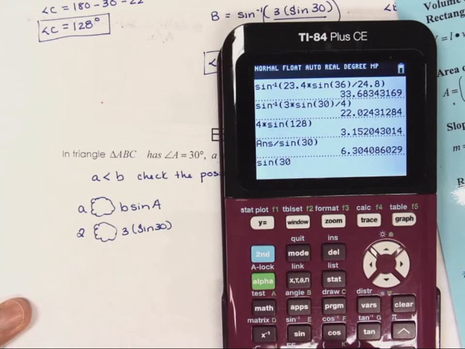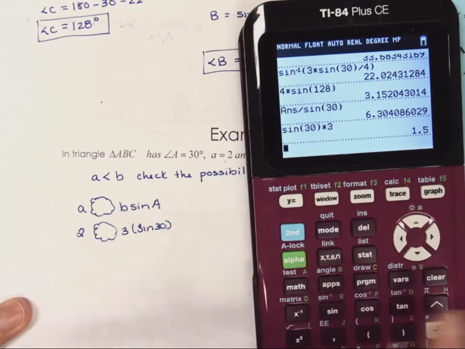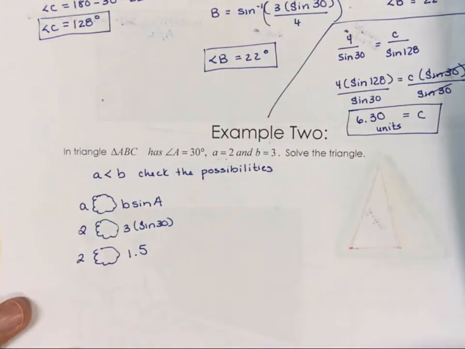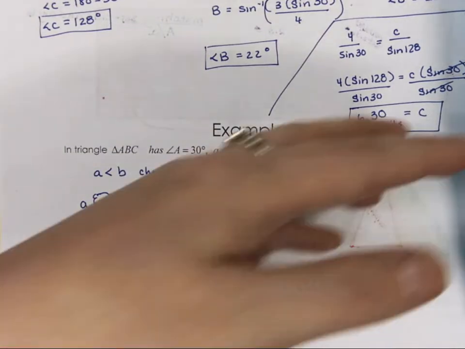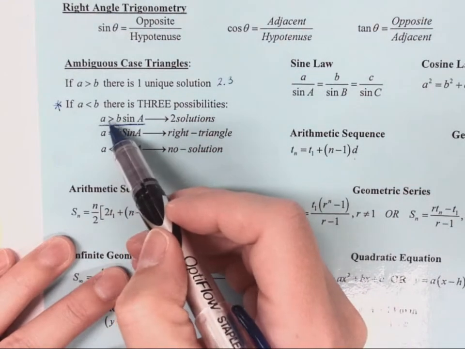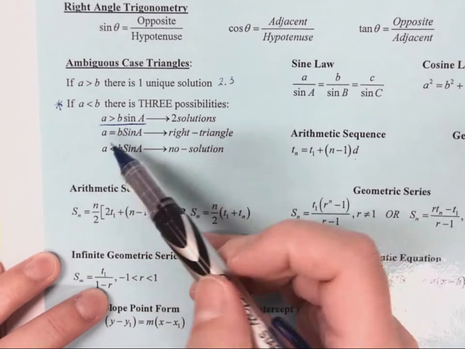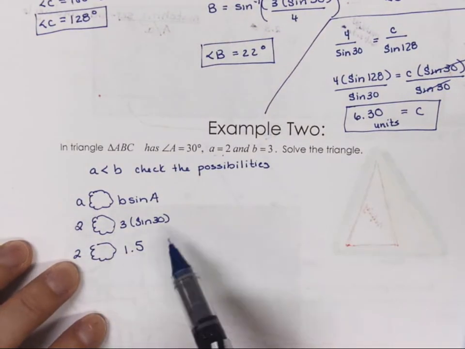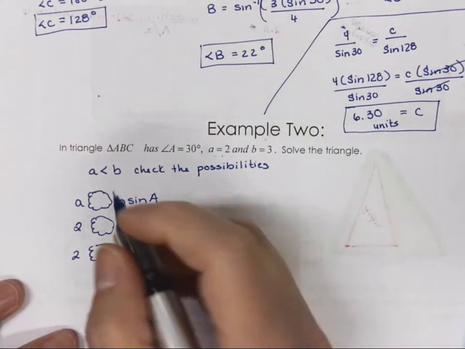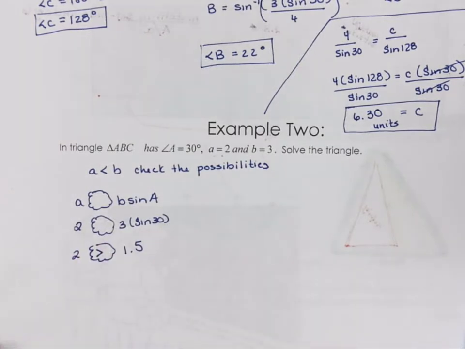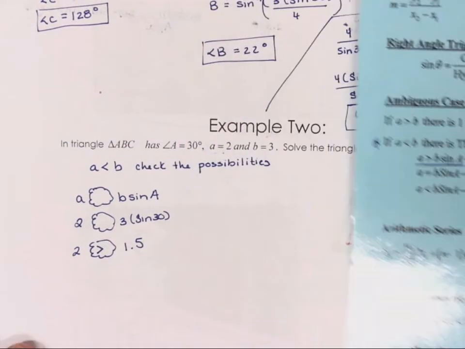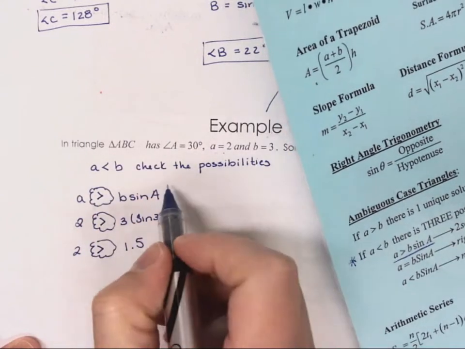So now I want you guys to put in the statement that makes this true. Is A greater than B sine A, is A equal to, or is A less than? Is 2 greater than, less than, or equal to 1.5? It's greater than. What the heck? It's just my computer going crazy. Okay, so we know that this is the scenario. So if I go back to my list, if A is greater than B sine A, there are 2 solutions.